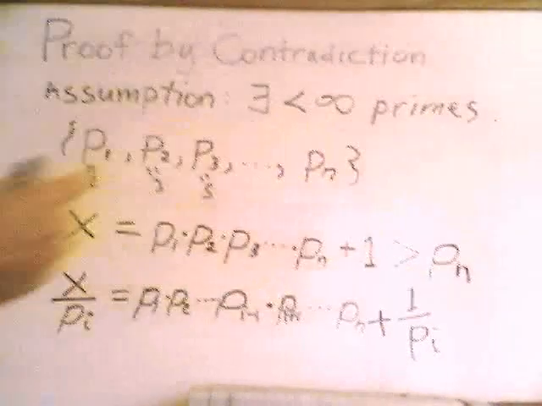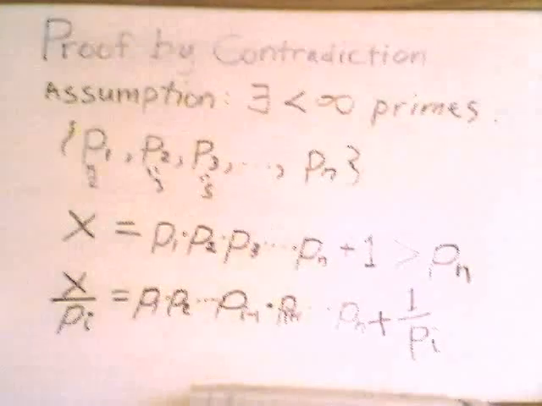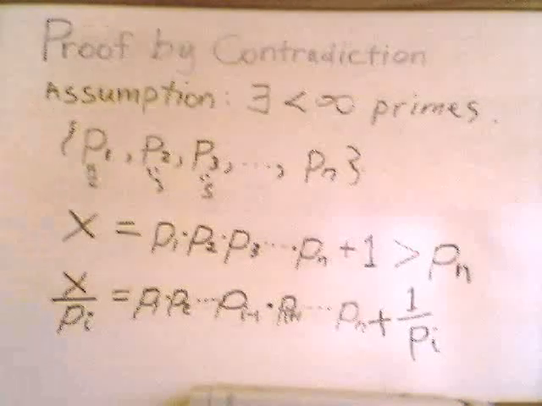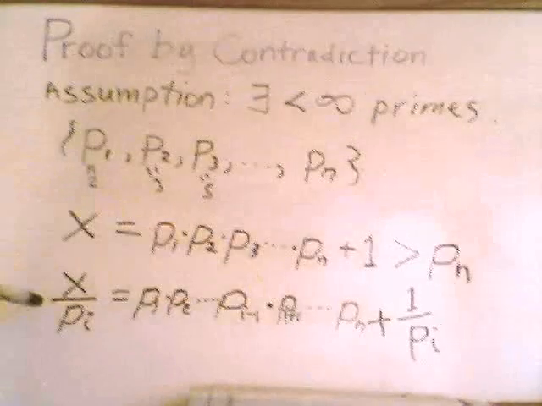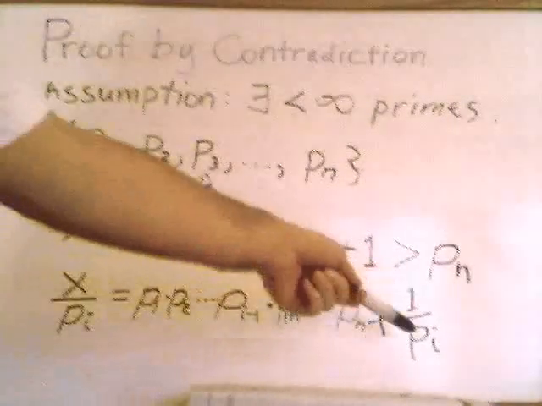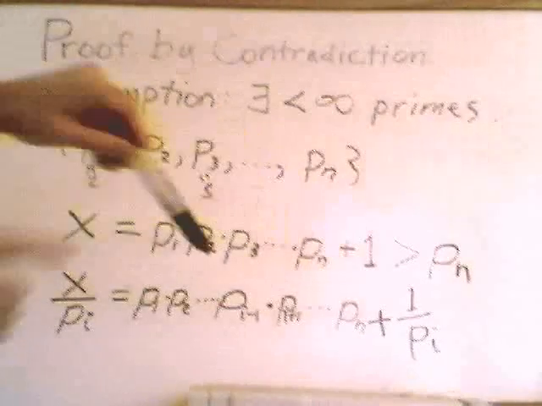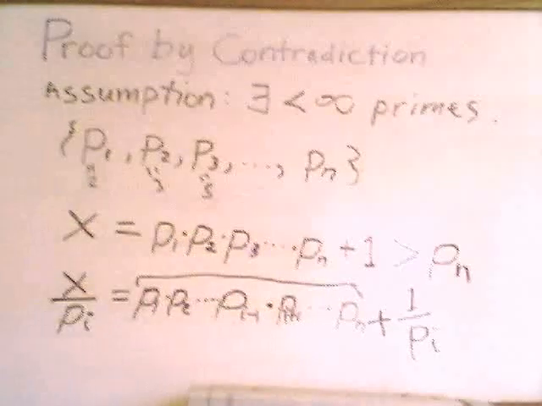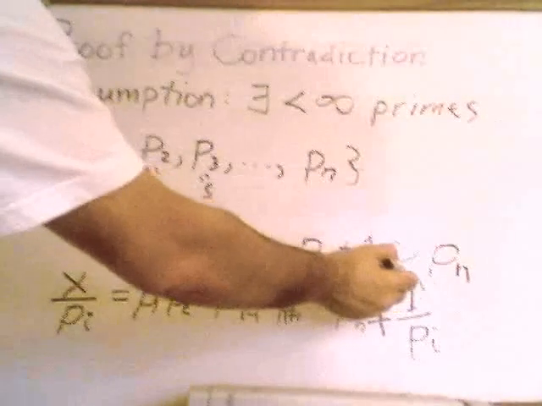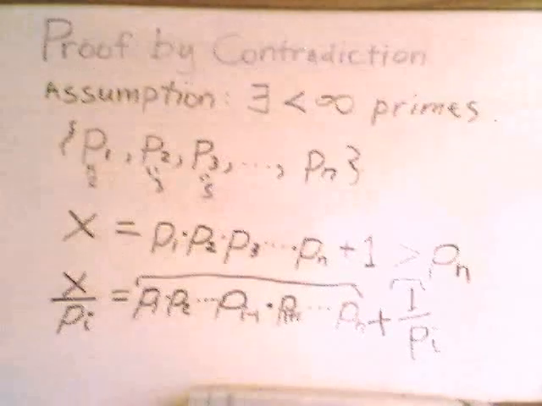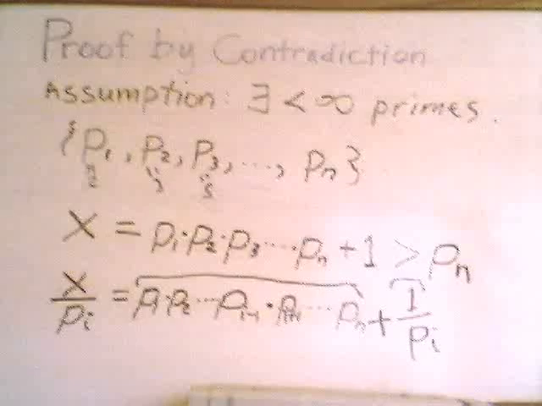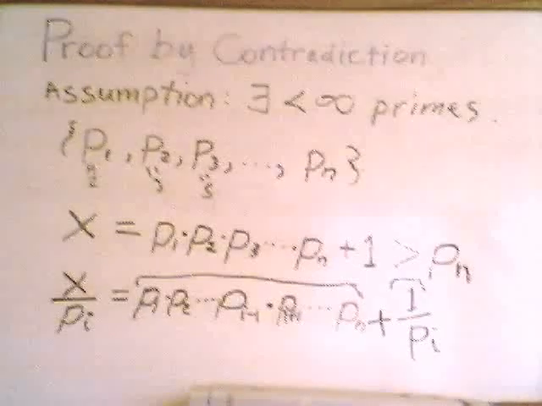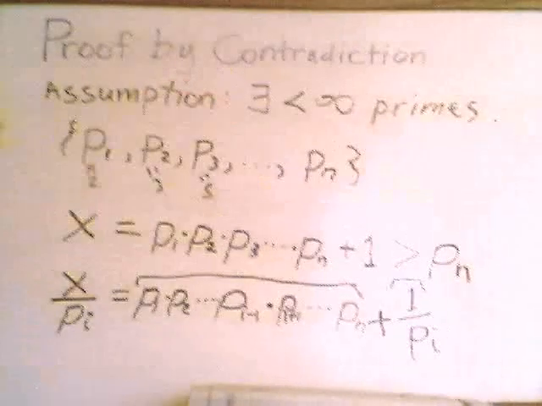But the 1 on the end doesn't cancel with anything, really. So what we have here is the product of all the primes minus the pi. And then on the end we have 1 over pi. So this expression here is a nice integer. This is not an integer at all. It's 1 divided by some prime number pi. And pi is not 1, it's some number 2 or greater. So that's a fraction. So this expression is not a whole number at all.